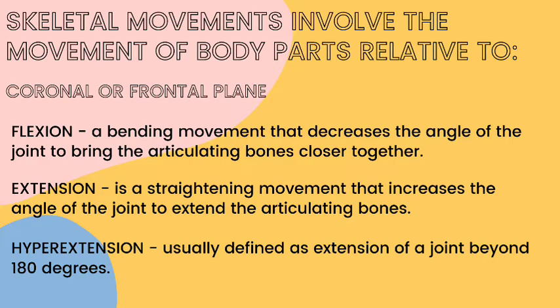Skeletal movements involve the movement of body parts relative to one another. First, we have the coronal or frontal plane. Flexion, a bending movement that decreases the angle of the joint to bring the articulating bones closer together. Extension is a straightening movement that increases the angle of the joint to extend the articulating bones. Hyperextension, usually defined as extension of a joint beyond 180 degrees.